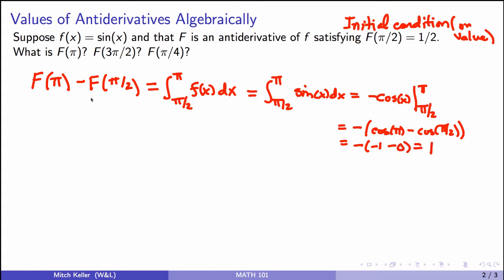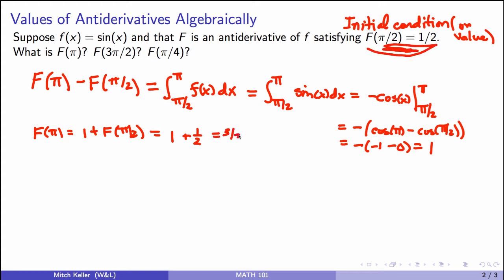And so now we can move this piece over to the other side, and we can say that F of pi equals 1 plus F of pi over 2, which then is 1 plus 1/2, since we're told that F of pi over 2 is 1/2 up here. And so we get that this is 3/2.